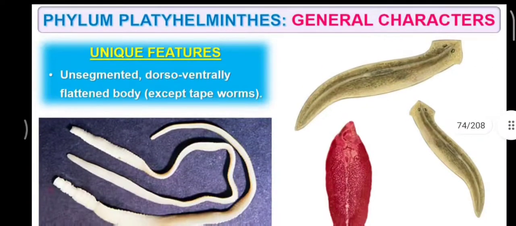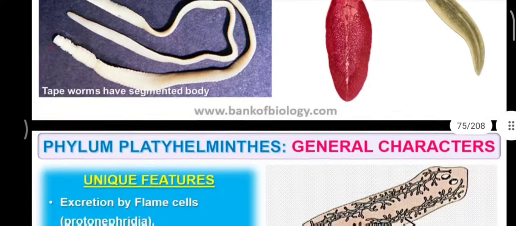And what are the unique features of the Platyhelminthes? They have an unsegmented, dorso-ventrally flat-ended body. That's the reason they look like a tape, called tapeworms. They look like tapeworms, right?